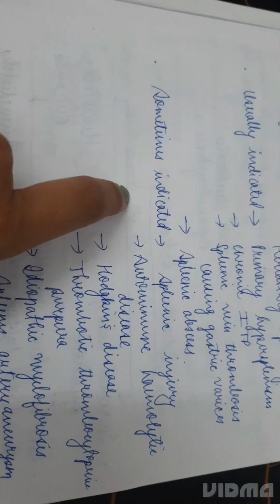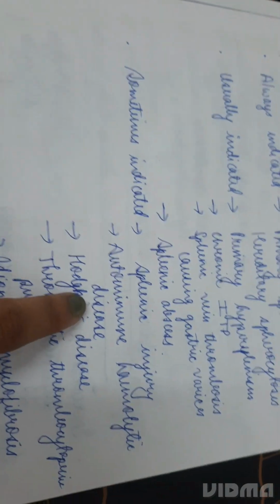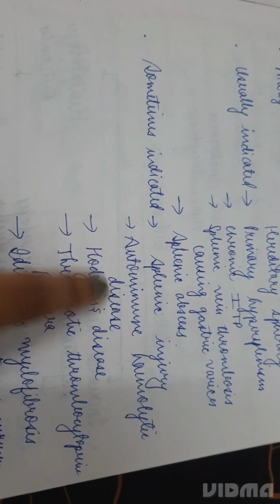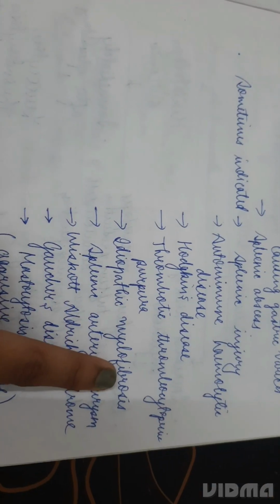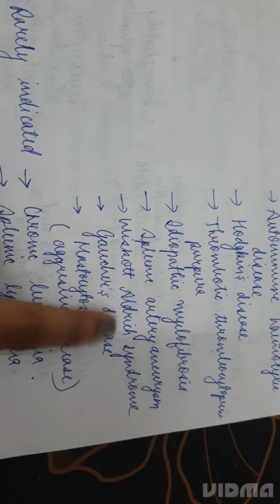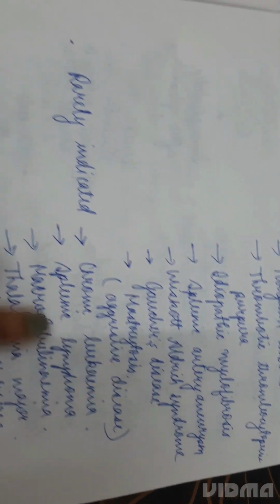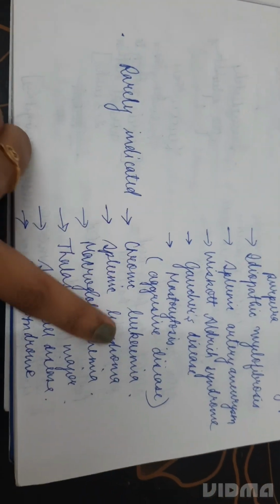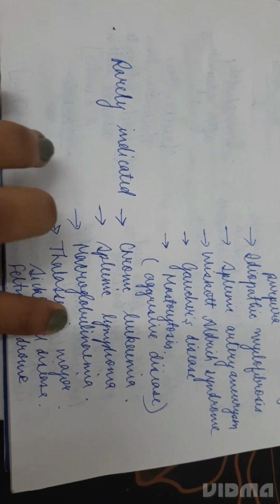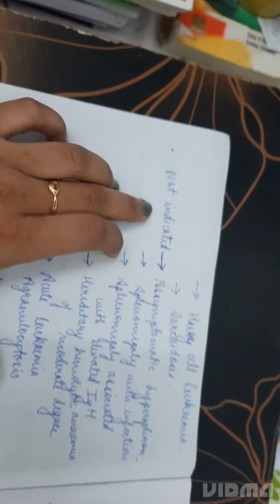Sometimes the indications for splenectomy are splenic injury, autoimmune hemolytic disease, Hodgkin's disease, thrombotic thrombocytopenic purpura, idiopathic myelofibrosis, splenic artery aneurysm, Wiskott-Aldrich syndrome, Gaucher's disease, mastocytosis and aggressive disease. Rarely indicated in chronic leukemia, splenic lymphoma, macroglobulinemia, thalassemia major, sickle cell disease, and Felty syndrome. Also in hairy cell leukemia and sarcoidosis, it is rarely indicated.